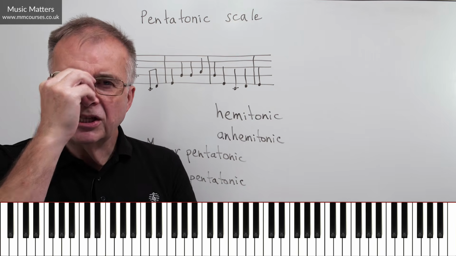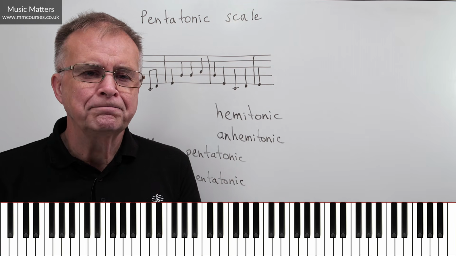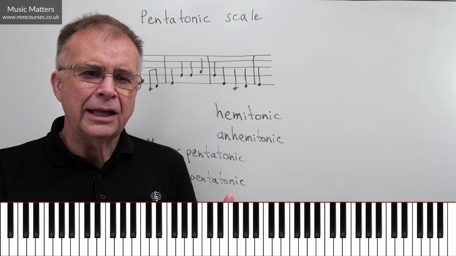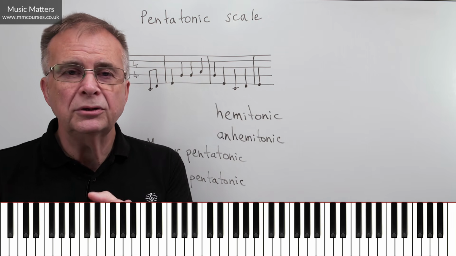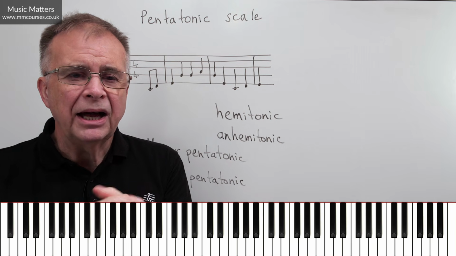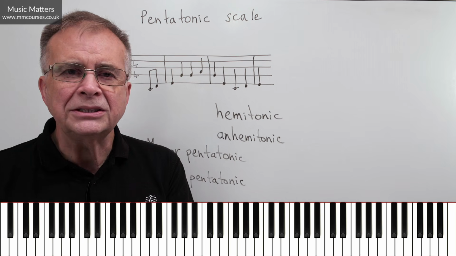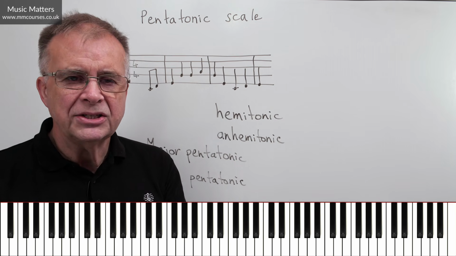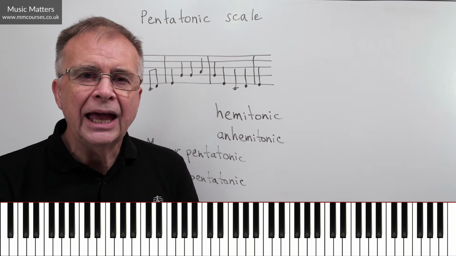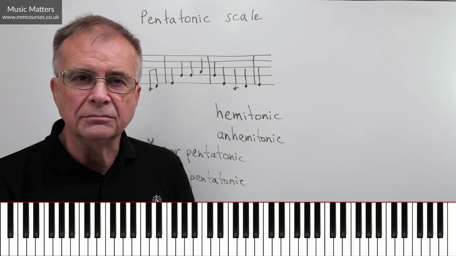Now, let's think about the minor pentatonic scale for a moment. Some people calculate their minor pentatonic scale from a blues scale. That's fine. If you're used to doing that, stick with it. But I think the easiest way to work out what the minor pentatonic is, is to start with a natural minor scale. So let's take A natural minor. It's the easiest one to think about because it hasn't got sharps or flats.